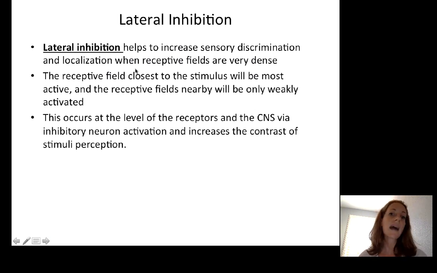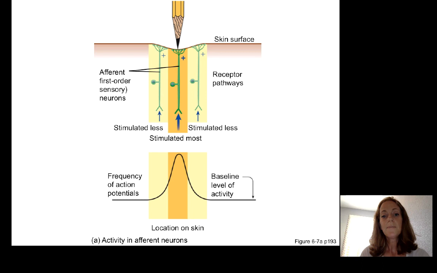There's also something called lateral inhibition. So lateral inhibition helps to increase sensory discrimination when receptive fields are very dense. So the receptive field closest to the stimulus will be the most active, and the receptive fields nearby will be only weakly activated. So this is going to occur at the level of the receptors and the level of the central nervous system through inhibition. So here, for example, in a very dense receptive field, you've got 3 neurons that are all responding to this small area of the skin.